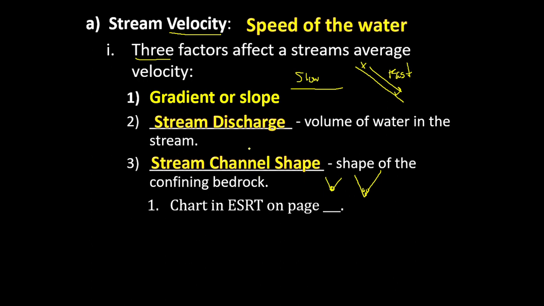So in order of importance, the gradient of the slope is going to be very important in determining how fast water moves, followed by the discharge, meaning the volume or the amount, and then finally the stream channel shape.